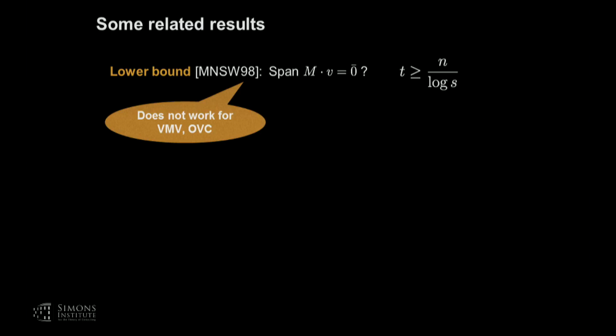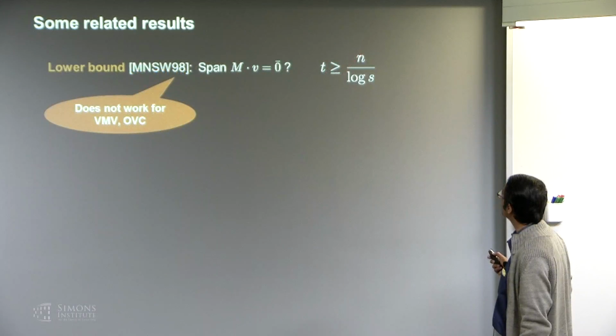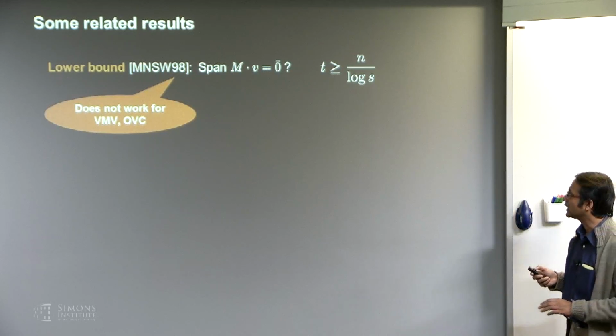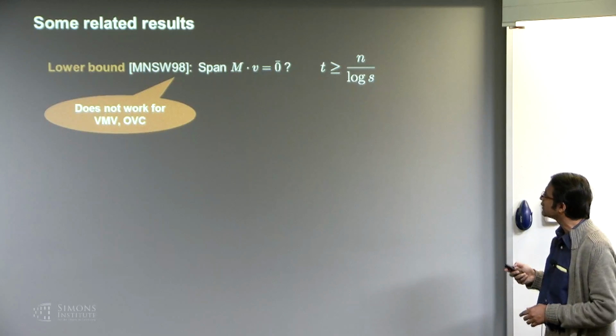So let me also state some related results very quickly. In a seminal work, Miltersen, Nisan, Safra, and Wigderson considered again a matrix vector product problem, where you're given a matrix which you pre-process as before, then given a vector. You want to find out whether M dot v is exactly equal to 0, which is also a subspace membership problem, and that's why they called it the span problem. And they were able to show that for that, the number of queries needed would be n by log s. This is the deterministic lower bound. This actually also works for one-sided error, but it does not work for two-sided error for good reasons.